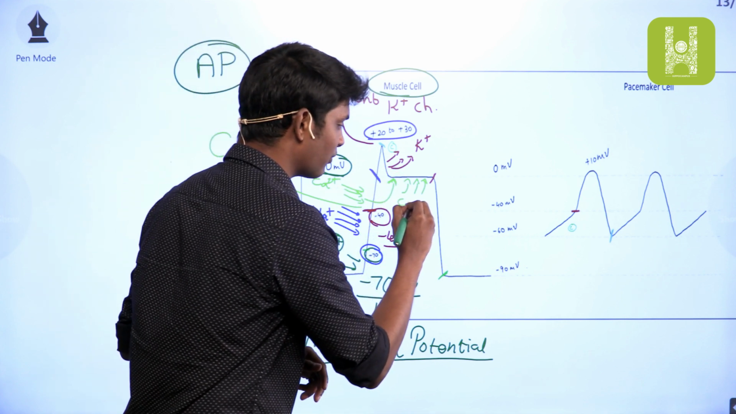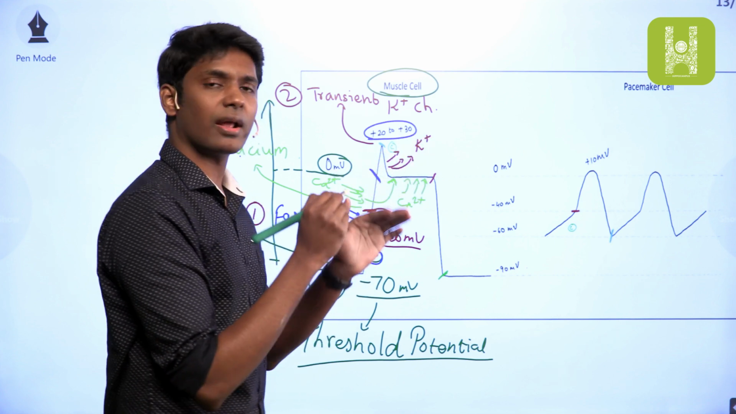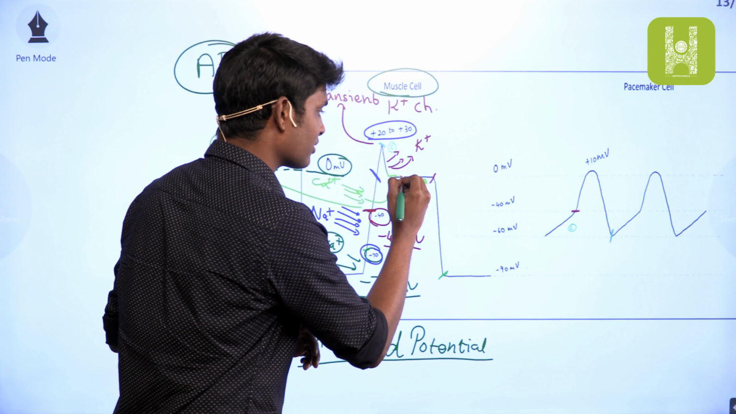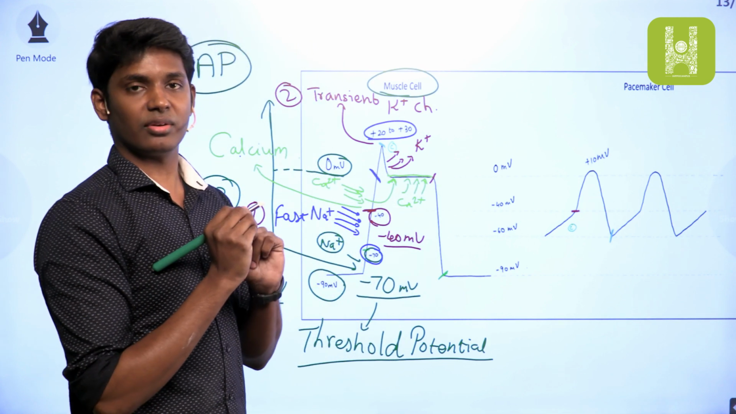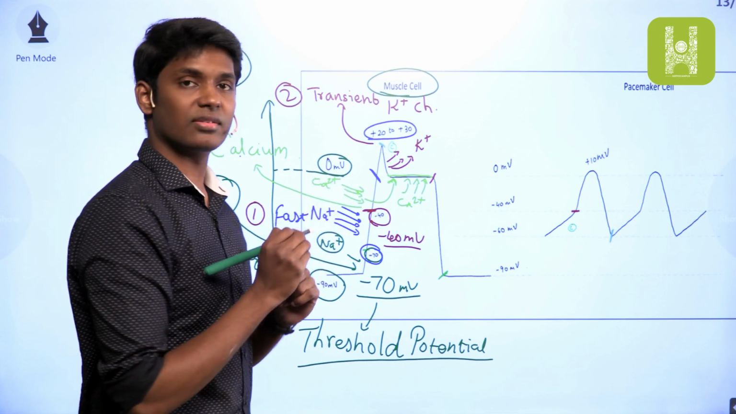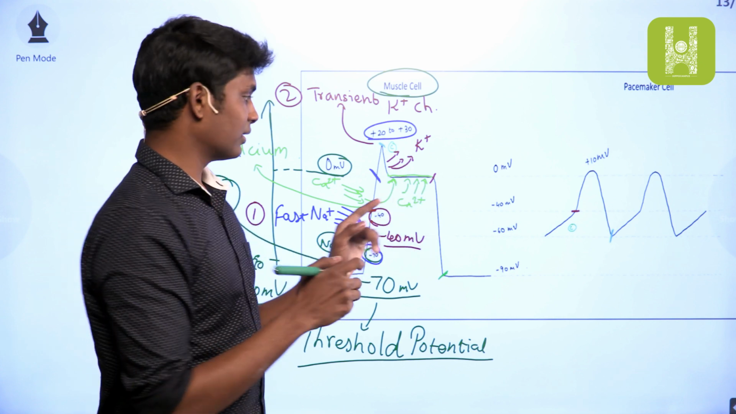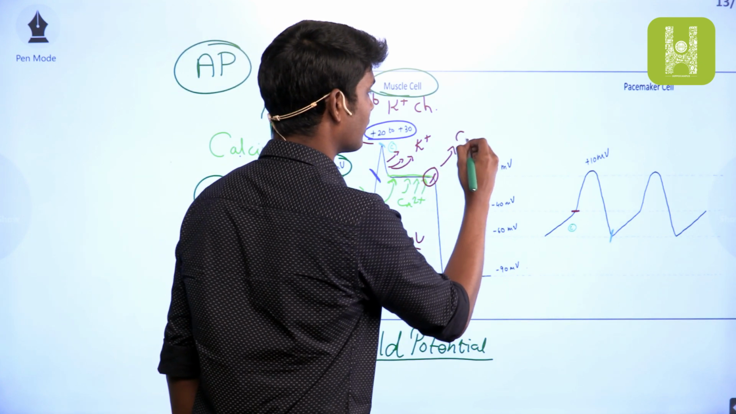So there is inflow of calcium, whereas outflow of potassium, so that the inflow and outflow get matched at a particular time, and then the action potential remains at 0 millivolt. The potential of the cell remains at 0 millivolt. That is the plateau phase. After this plateau phase, the calcium channel again closes.